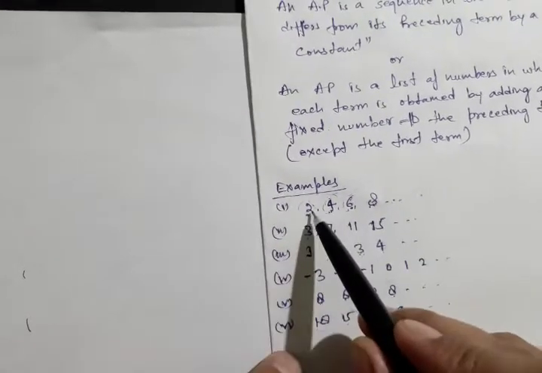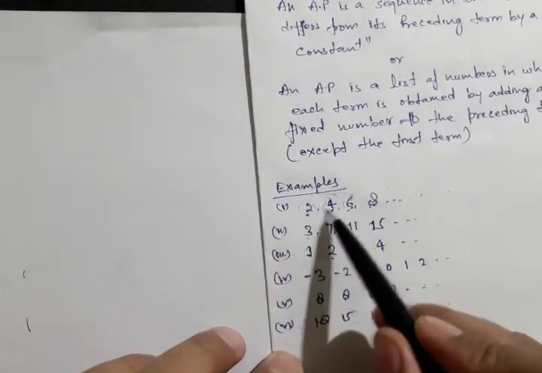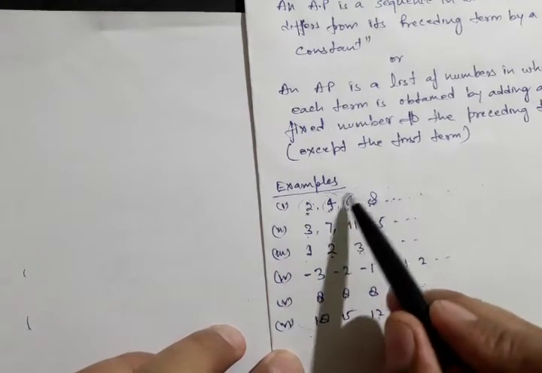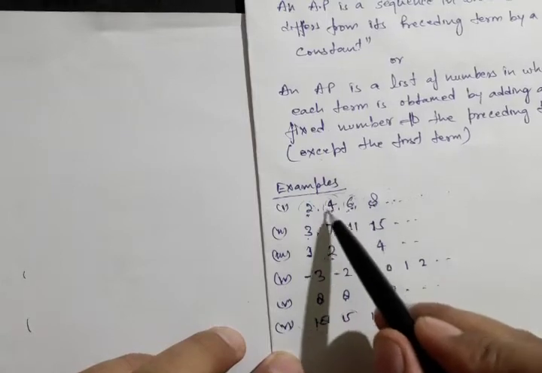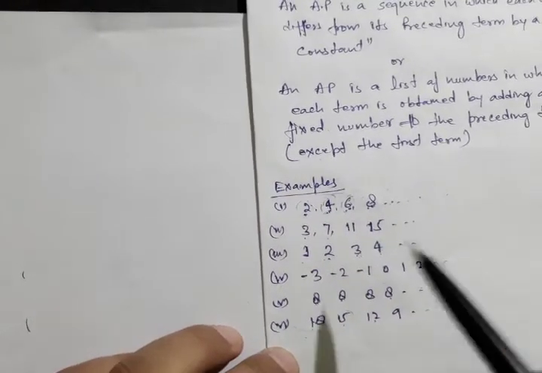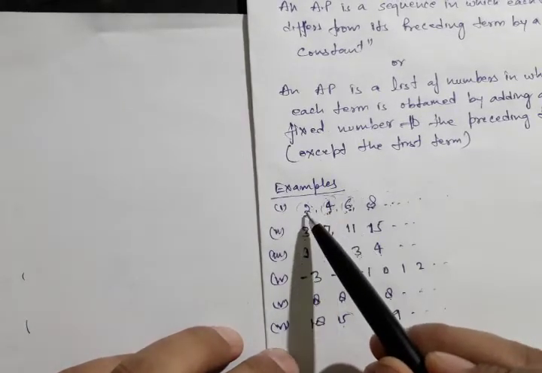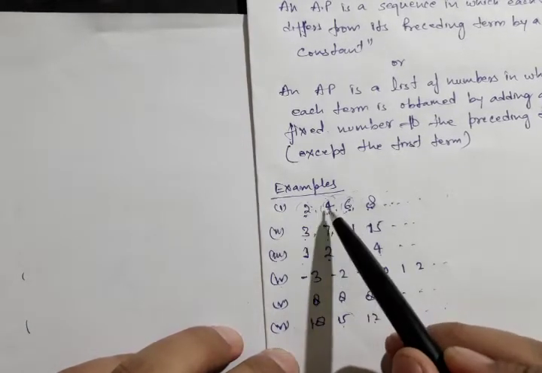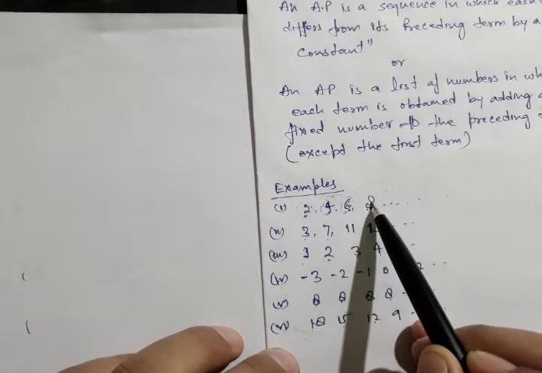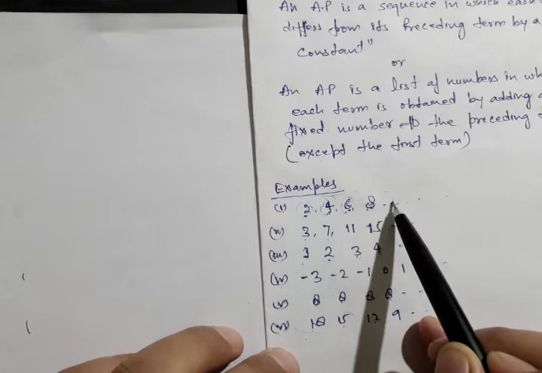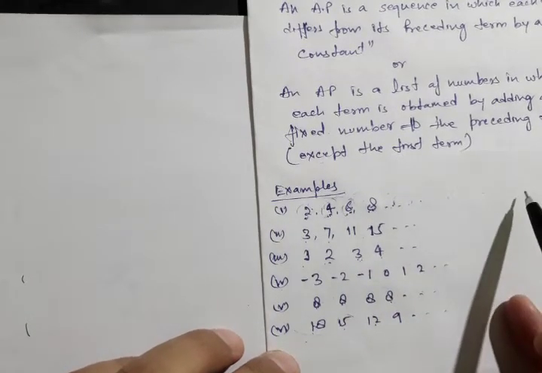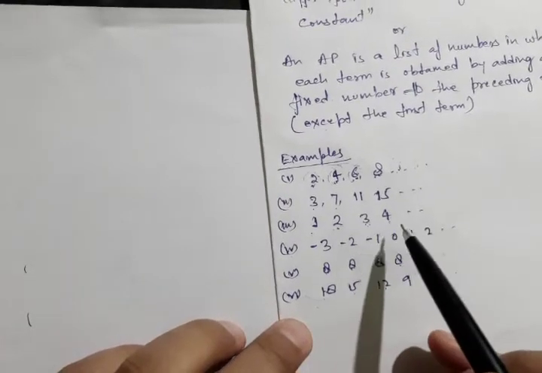Let's suppose we take the first example. Here we can find 4 by adding a fixed number to 2. Similarly, we can find 6 by adding a fixed number to the preceding term. What will you add to 2 so that we have 4? We will add 2. So 2 plus 2 is 4, 4 plus 2 is 6, 6 plus 2 is 8. What will be the next number? You add 2 and you will find 10. Then again the next numbers are 12, 14, 16, like this. Getting this or not?